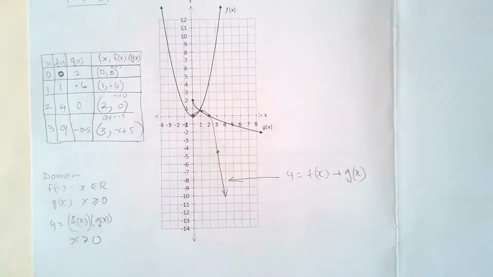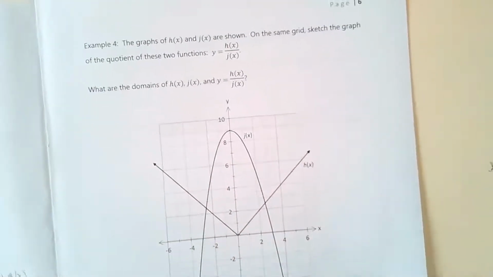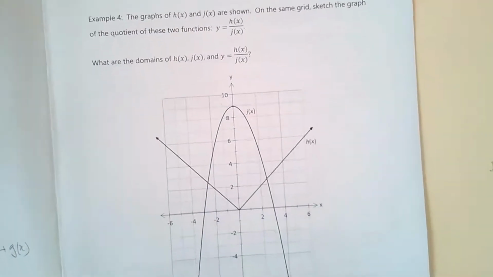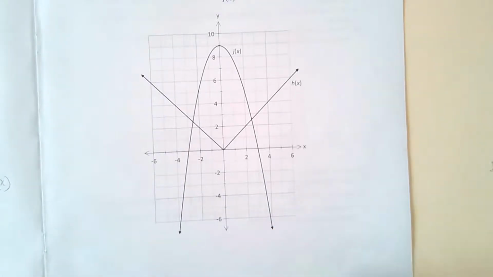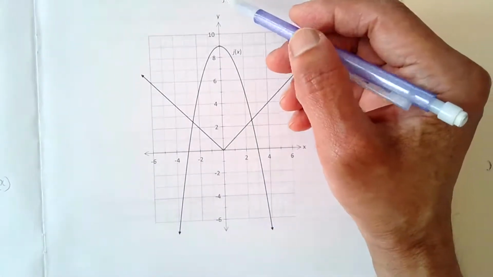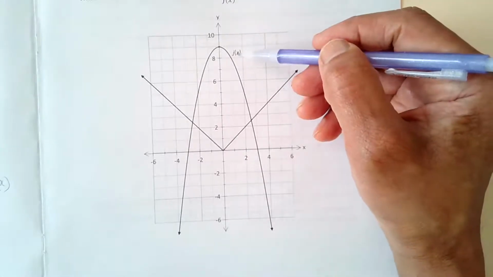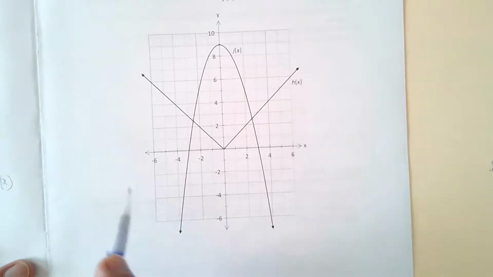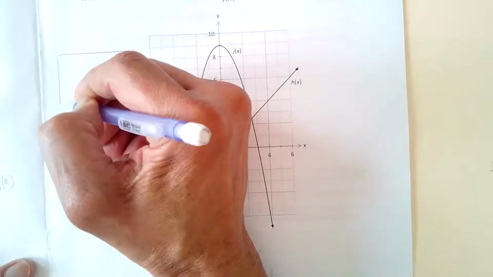Okay, we have a final question, which is example 6. And here is a quotient. We have to find the domain of h of x divided by g of x. So we'll create a table of values using a chart here.